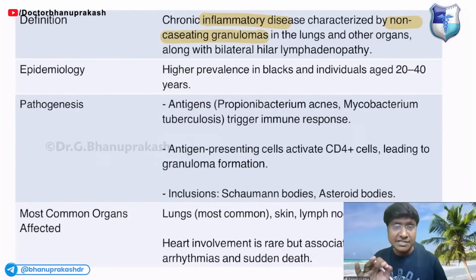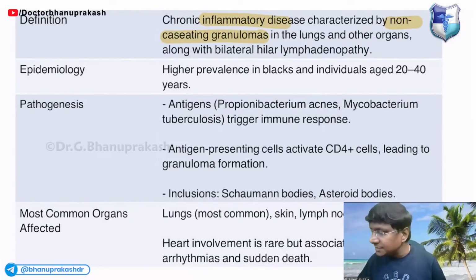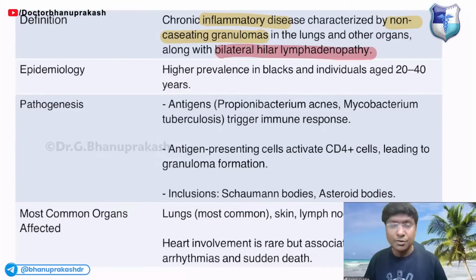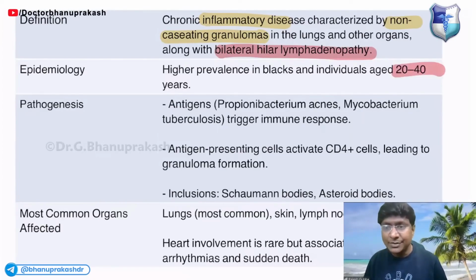But the common organ which is affected is the lung. Along with lung involvement, you have bilateral hilar lymphadenopathy, which is the hallmark feature in patients with sarcoidosis, right? And the age group at which you see this sarcoidosis is 20 to 40 years.